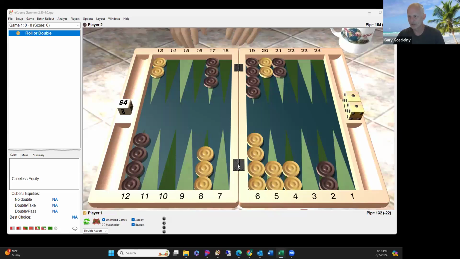Just make the bar point here and you're in a pretty strong position. You can make the 3-point and you've got a good prime as well, but it's really filling in this hole. But certainly we have the priming.